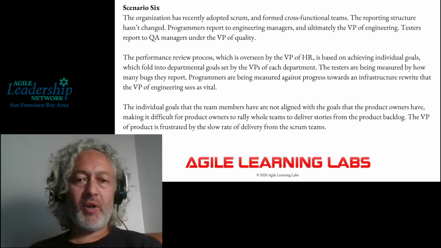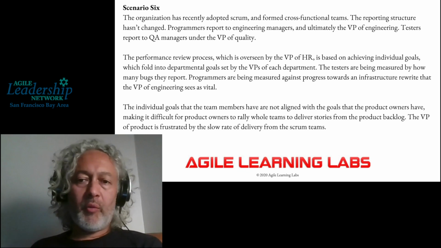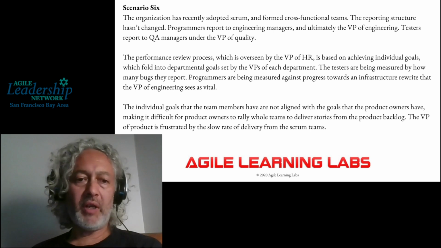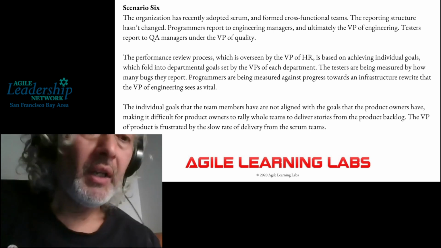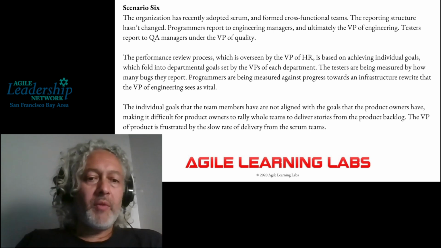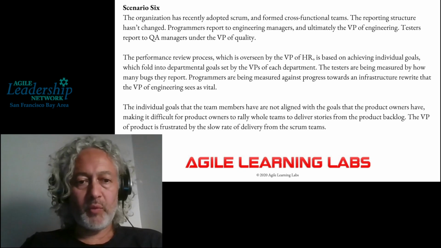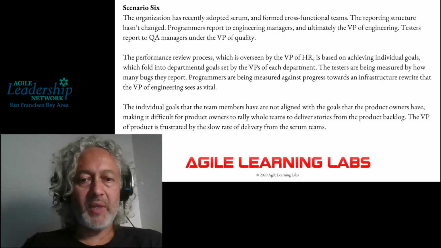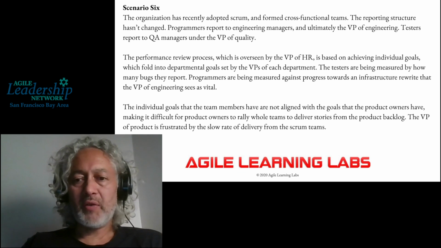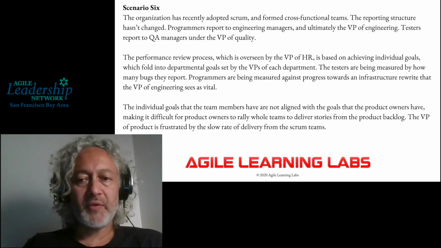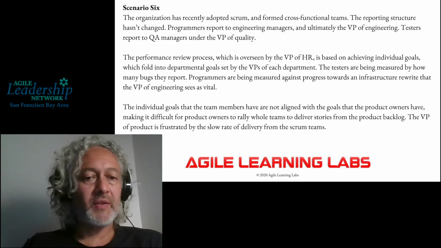Okay. So scenario 6. The organization has recently adopted Scrum and formed cross-functional teams. The reporting structure hasn't changed. Programmers report to engineering managers and ultimately the VP of engineering. Testers report to the QA managers under the VP of quality. The performance review process, which is overseen by the VP of HR, is based on achieving individual goals, which fold into departmental goals set by the VPs of each department. The testers are being measured by how many bugs they report. Programmers are being measured against progress towards an infrastructure rewrite that the VP of engineering sees as vital.